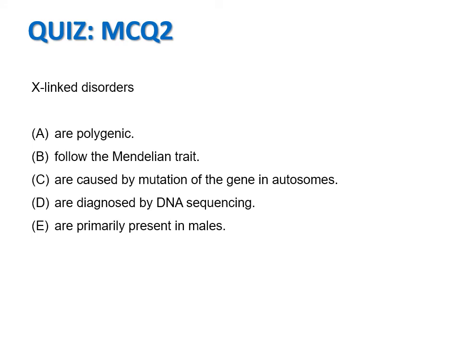X-linked disorders: A. Are polygenic. False. B. Follow the Mendelian trait. True. C. Are caused by mutation of the gene in autosome. False. D. Are diagnosed by DNA sequencing. True. E. Are primarily present in males. True.